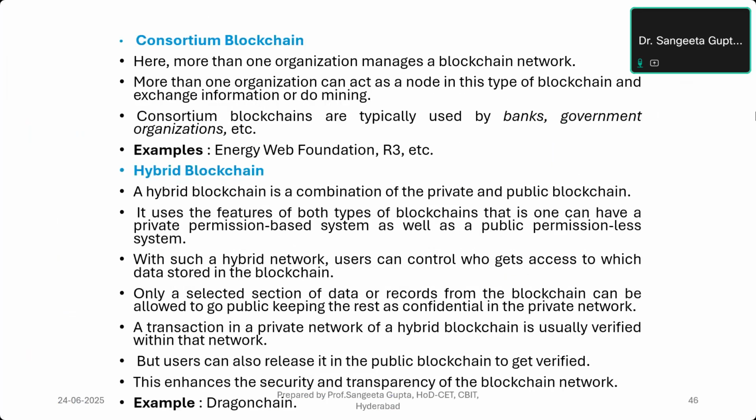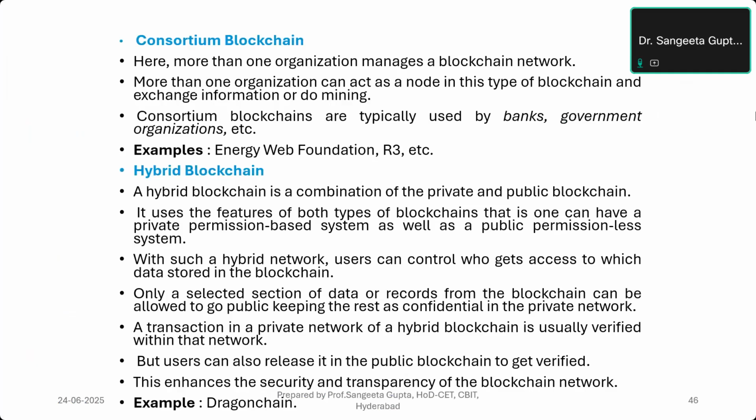On the other hand, we have consortium blockchain. Consortium, as we have already seen, is where multiple organizations with similar interests want to connect into the blockchain network. So here we have administrators organization-wise to allow them to access the consortium network. These blockchains are typically used by educational organizations, banks, government organizations, etc.